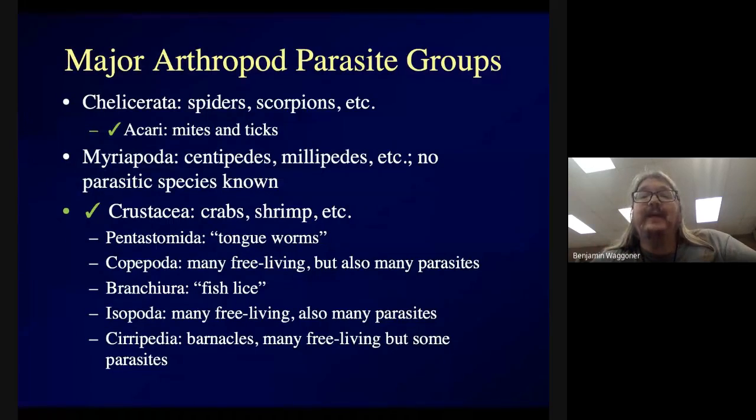So you've seen this slide before. We've talked about acari, we've talked about the parasitic crustacea. Centipedes and millipedes don't have any parasitic species in them.